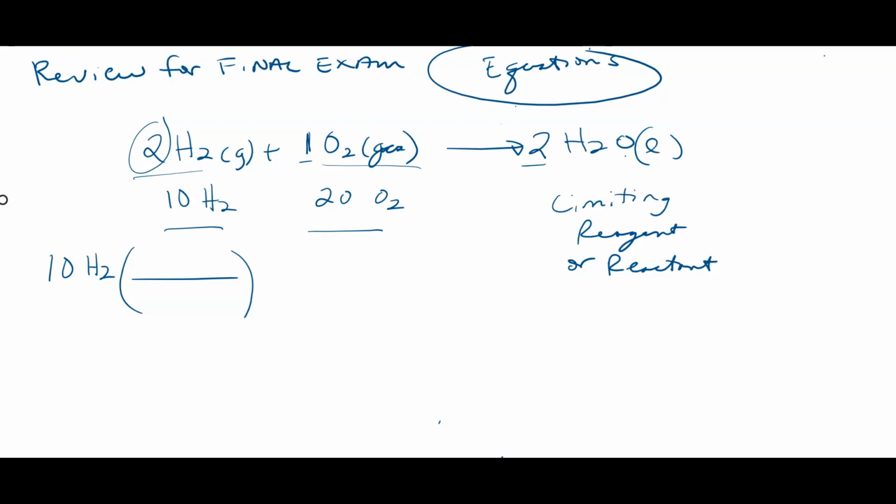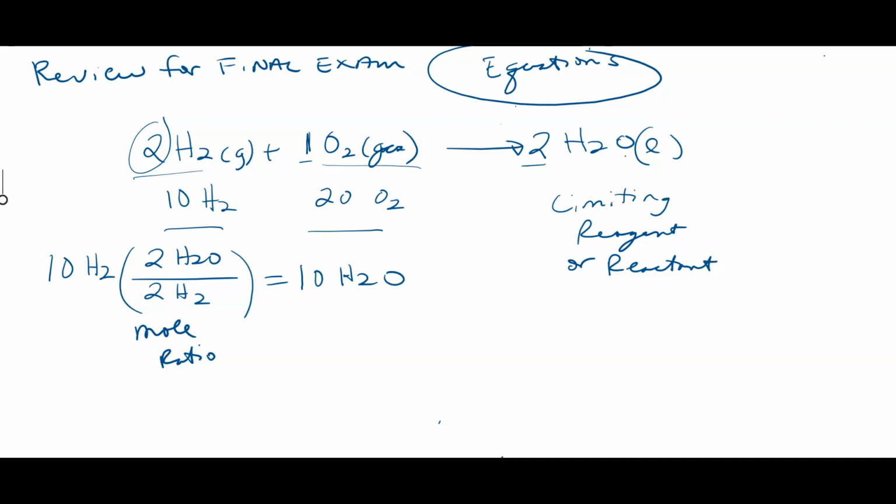So if I have 10 hydrogens, the ratio of hydrogens to water is a 2 to 2 ratio from the balanced equation. Remember, this is a mole ratio. This tells me how much water I can make. If I have 10 hydrogens, if I do the math, 10 times 2 is 20 divided by 2. I'm going to make 10 waters. Okay? So that tells me how much water I can make if I have 10 hydrogens.